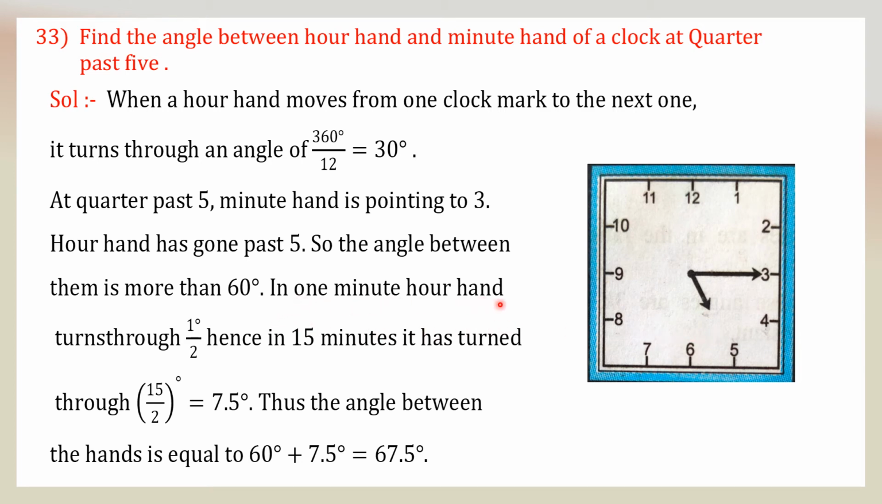In 1 minute the hour hand turns through 1 divided by 2 degree. Therefore, in 15 minutes it has turned through 15 divided by 2 degrees, that is 7.5 degrees. Thus, the angle between the hands is 30 plus 30, which is 60 degrees, plus the angle in 15 minutes, that is 7.5 degrees. Therefore, 60 degrees plus 7.5 degrees equals 67.5 degrees.